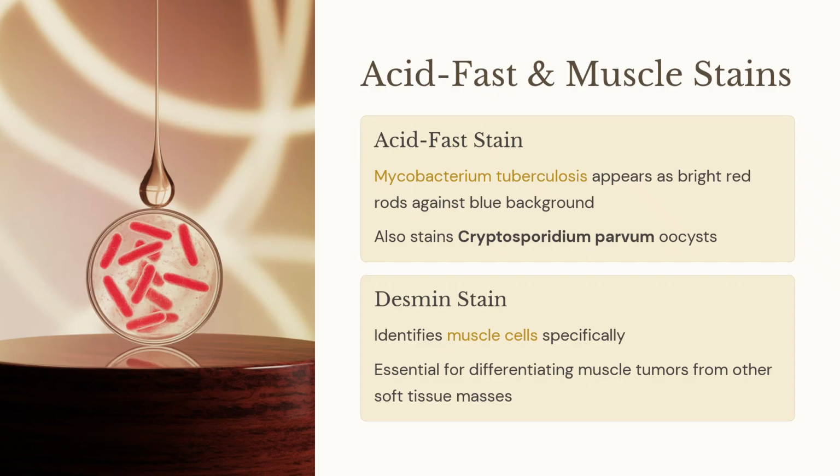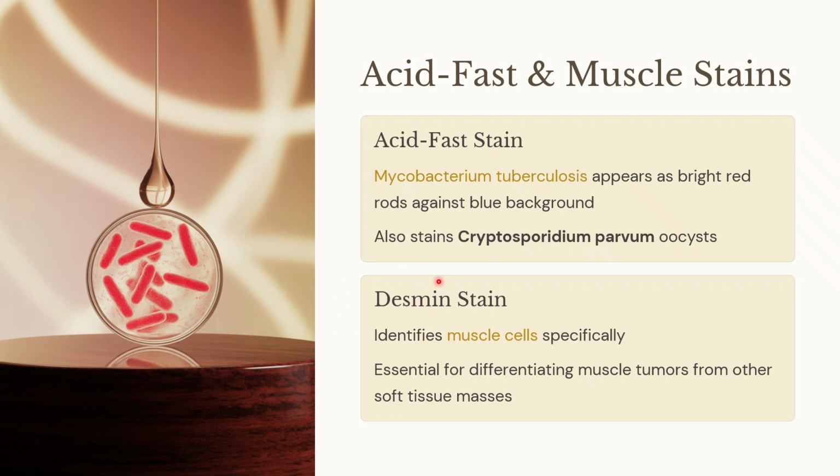So let's see what stains are used for what organisms. The acid-fast bacilli stain is used for Mycobacterium organisms like Mycobacterium tuberculosis. How will the tuberculosis look? It will look like a bright red rod against a blue background. The acid-fast bacilli stain is also used for Cryptosporidium parvum. We should not confuse this with Cryptococcus, which I will be telling in the subsequent slides.